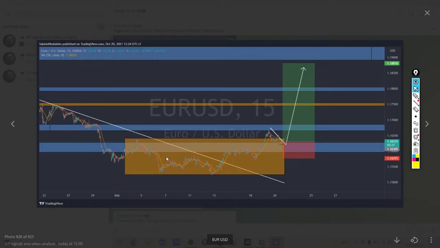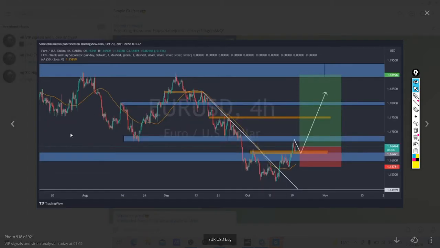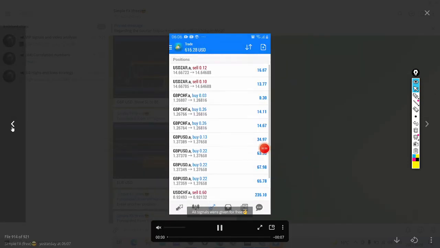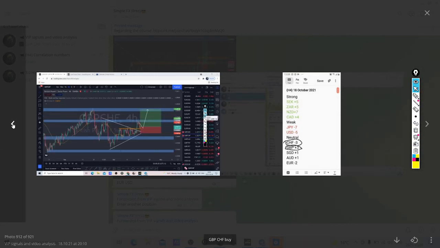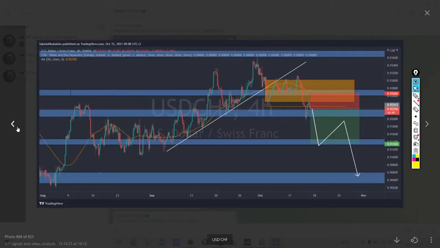So we've given Euro USD for a buy, GBP USD for a buy. That was Euro USD. USD Swiss, TP smashed. USD ZAR, I was telling you guys to sell it, boom, sell it. Now it's going down. So GBP Swiss for a buy, GBP USD for a buy. So those were the trades for the week. This one was taken on Friday for a sell, US dollar Swiss. So now we are here.